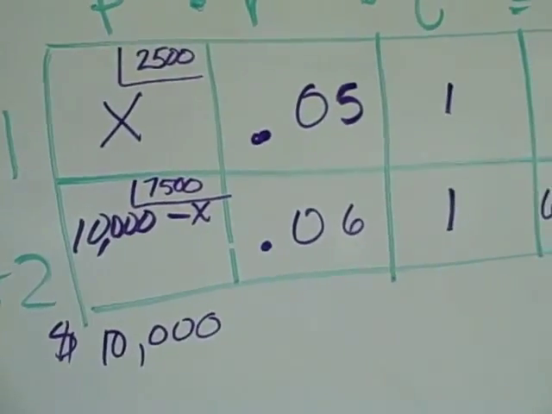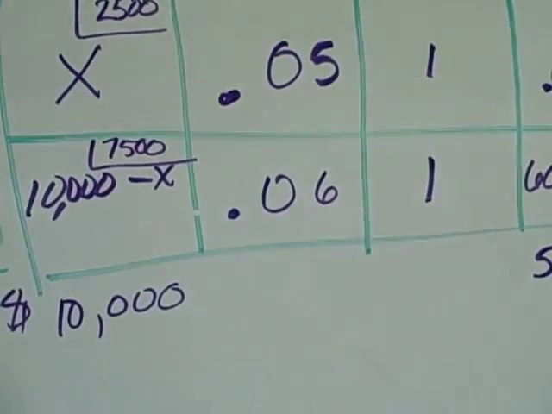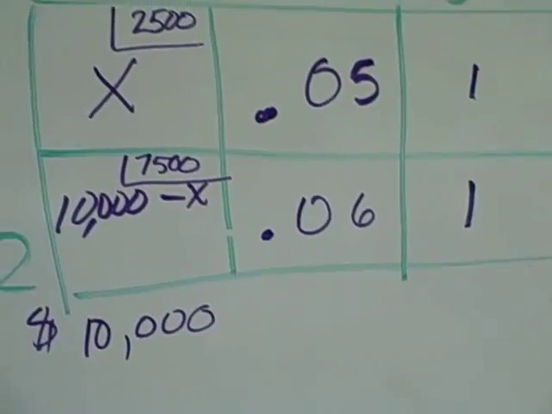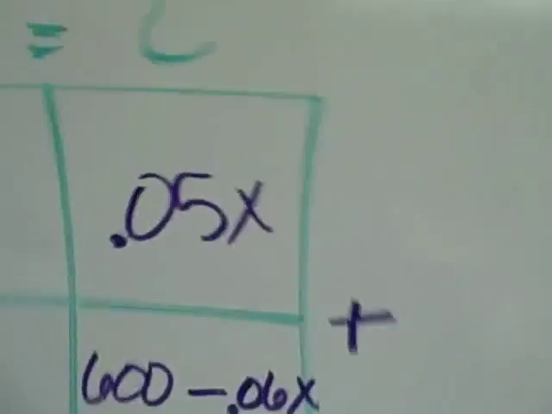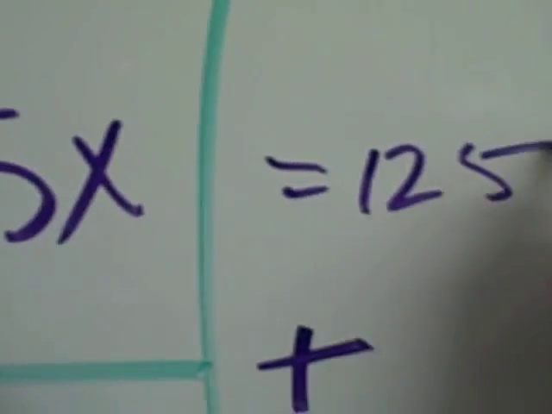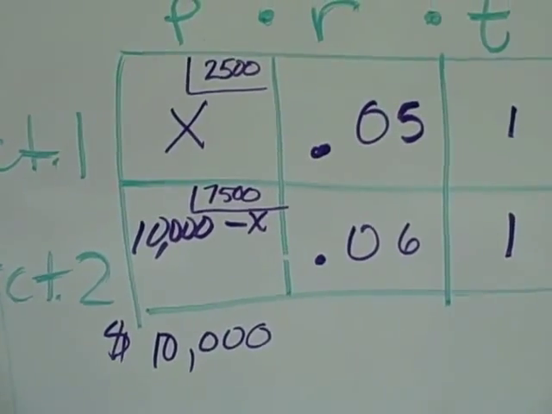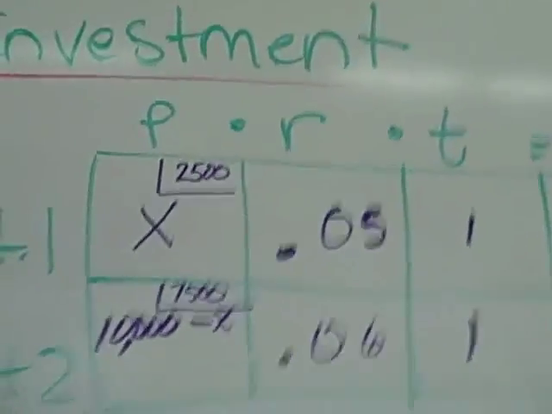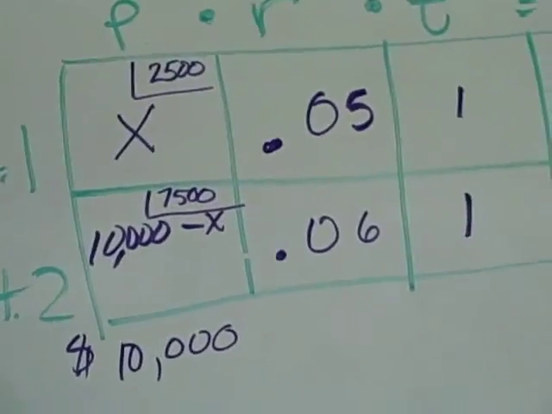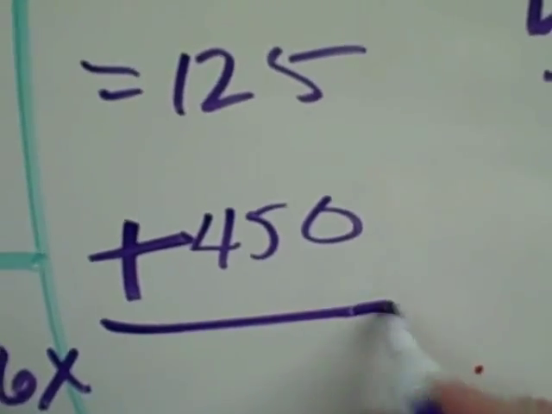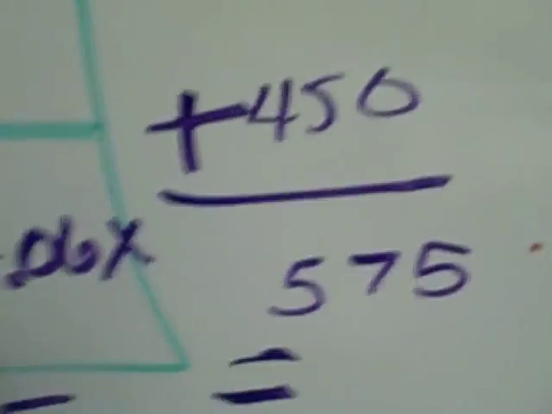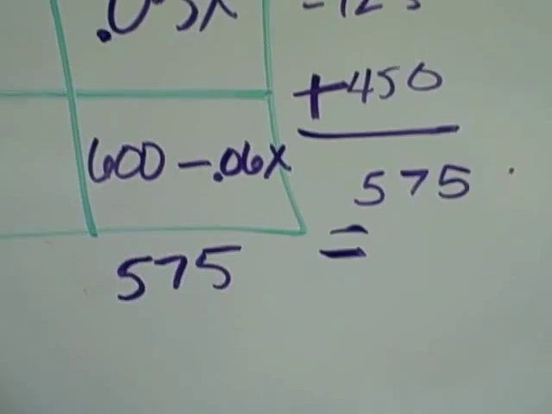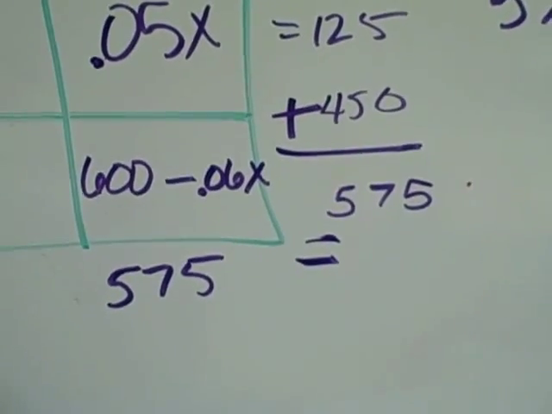Now, to check this out, to make sure that it's correct, feel free to use your calculator. Take 2,500 times 0.05 and you get $125. Okay, so she earned $125 in her first account. Her second account is $7,500 times 0.06. That gives us $450. And if we add those two amounts together, we get $575, which is exactly the amount that she earned in interest for this particular year.